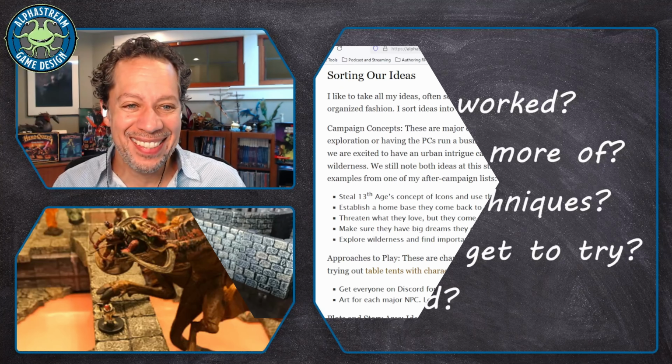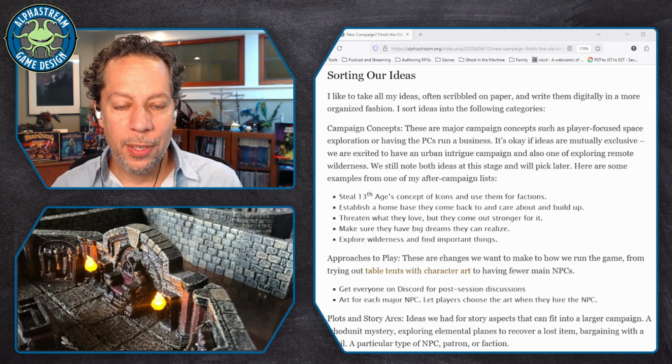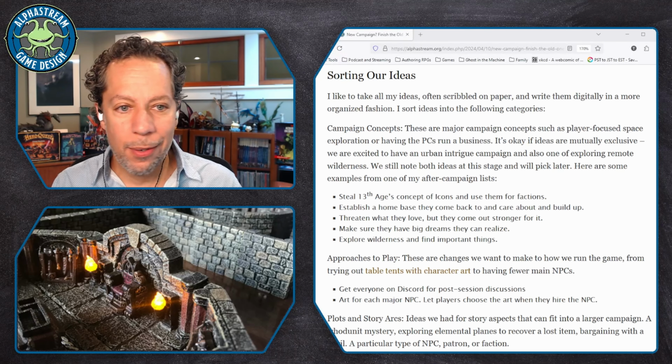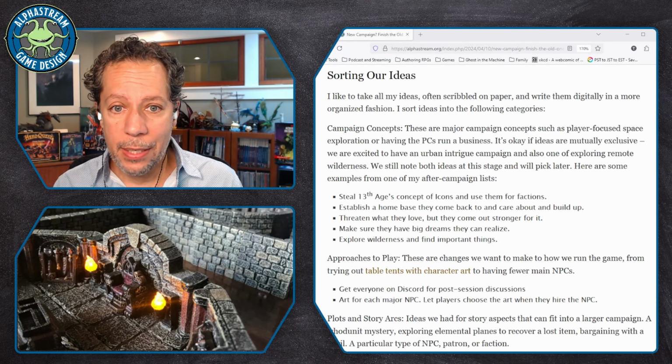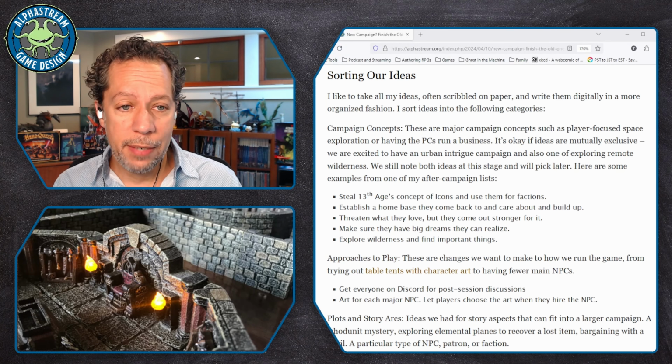That did not work. So the next thing we want to do is sort our ideas, right? We've gone through and thought through all these things. We've been keeping a list as we're ending our campaign. And now I want to take all of those ideas, which are often just, for me, scribbled on the end of session notes and things like that. And I write them up. I do it in a Word document, but you could use whatever tool you like to organize it into a better cohesive fashion. And what I like to do is sort these things into things like campaign concepts.